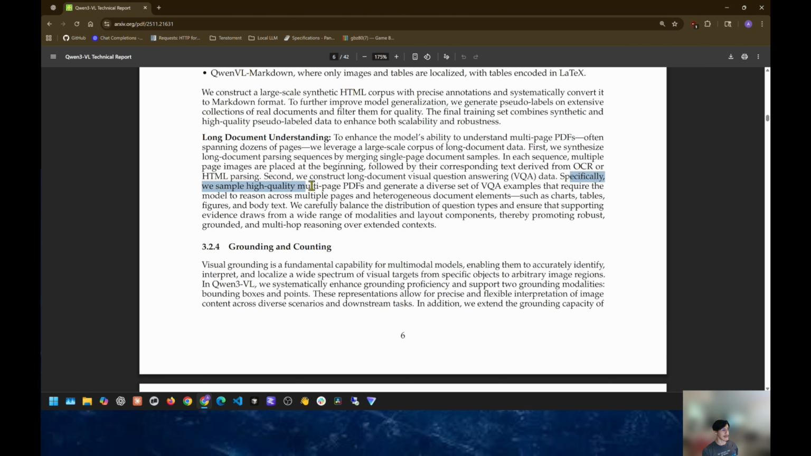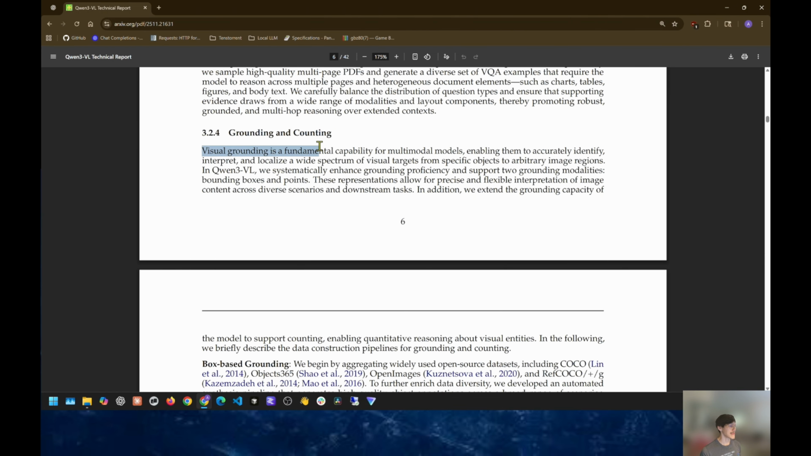Specifically, we sample high-quality multi-page PDFs and generate a diverse set of VQA samples that require the model to reason across multiple pages and heterogeneous document elements such as charts, tables, figures, and body text. We carefully balance the distribution of question types and ensure that supporting evidence draws from a wide range of modalities and layout components, thereby promoting robust, grounded, and multi-hop reasoning over extended contexts.